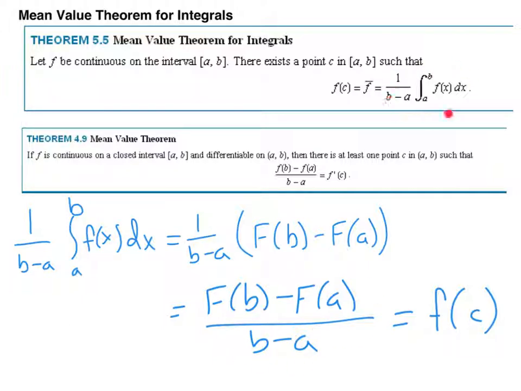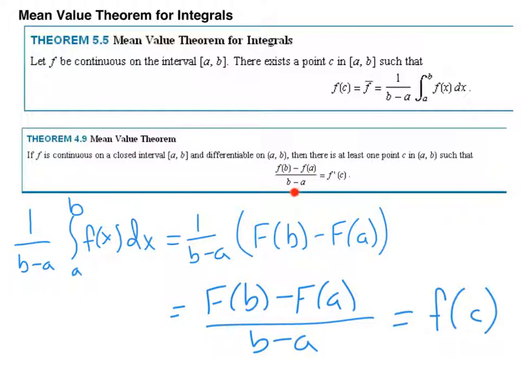And so they're basically saying this piece, which is this, equals f of c for some c between a and b, which is this. And now if you look at this piece here, it actually looks exactly like the mean value theorem that we learned before for derivatives. This is kind of like the mean value theorem for derivatives. This is the mean value theorem for integrals. At heart, they say the same thing.